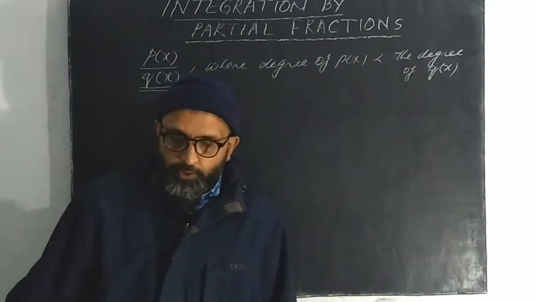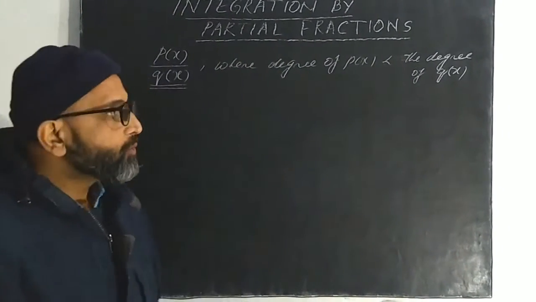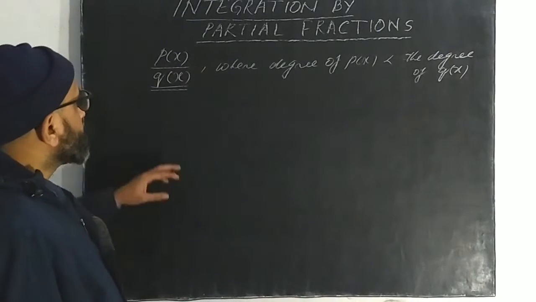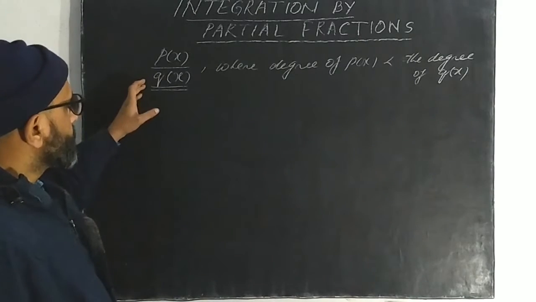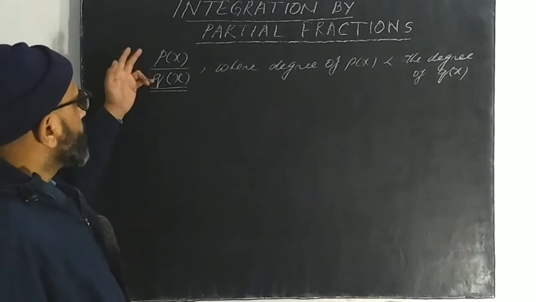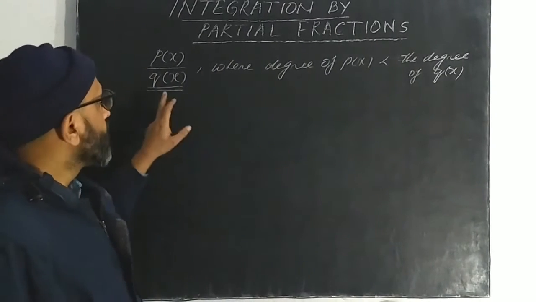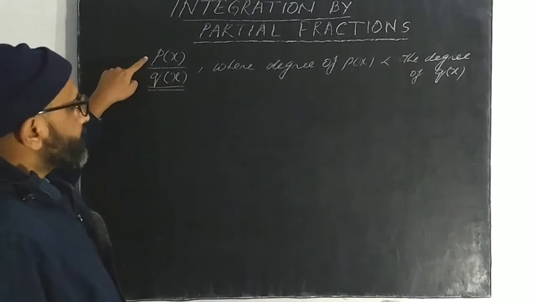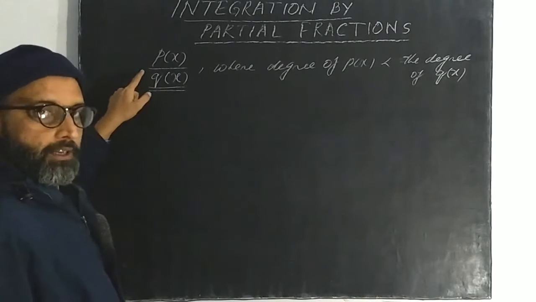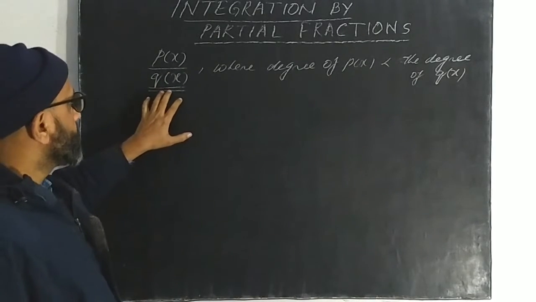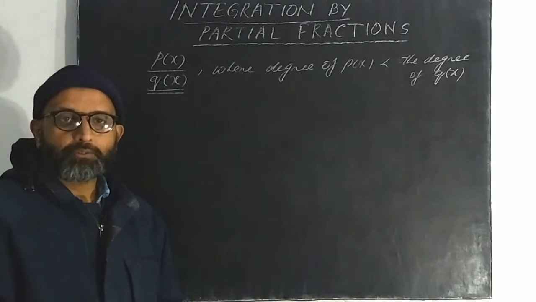Today in this video we are going to discuss integration by partial fractions. We use this method when the integrand is given in the form P(x) upon Q(x), where P(x) and Q(x) are two algebraic expressions, and the degree of P(x) must be less than the degree of Q(x). That is, the highest power of the variable in the numerator must be less than the highest power of the variable in the denominator. Only then may we apply the method of integration by partial fractions.